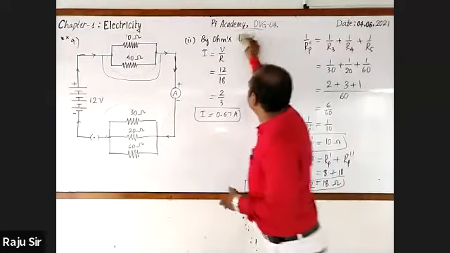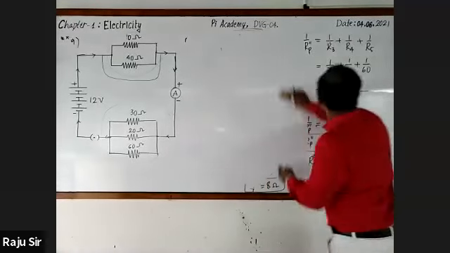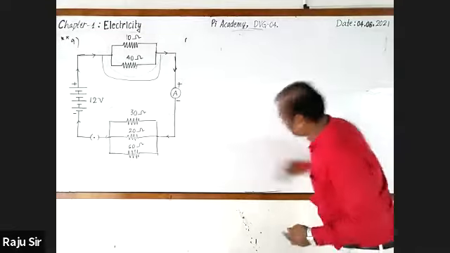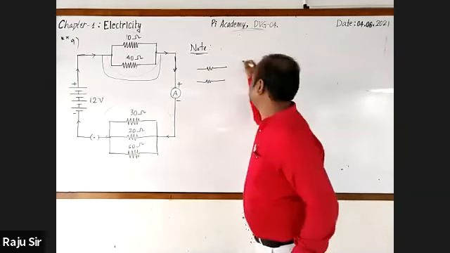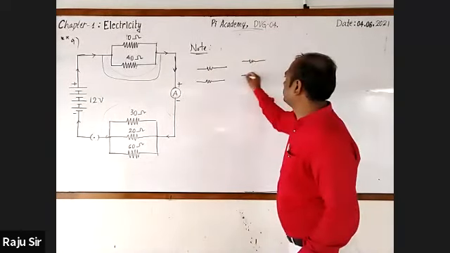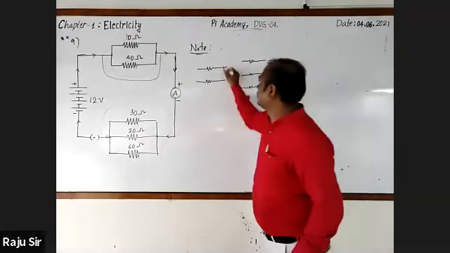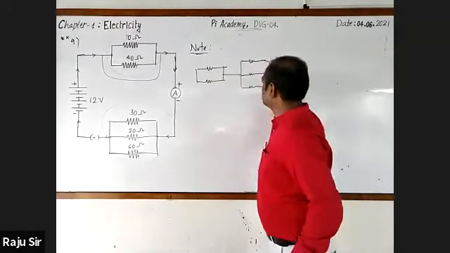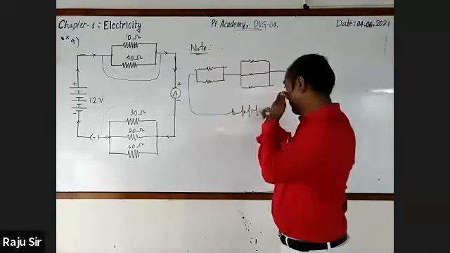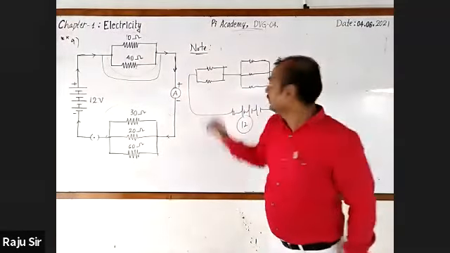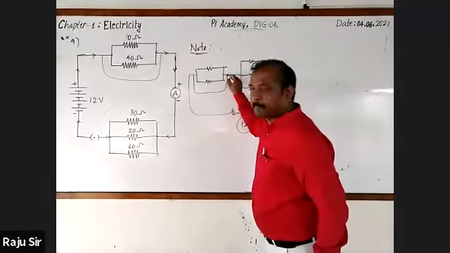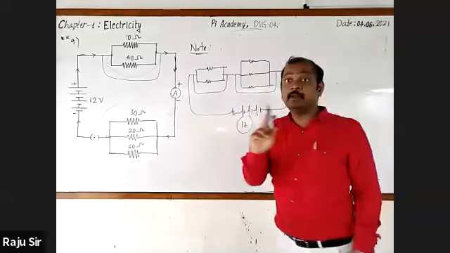Here, let me show you just one thing. Don't copy this, just observe. The first two combination, the next three combination, they are all like this. They are in series. Then the total voltage of the battery is 12 volt. The voltage across this and the voltage across these three will differ.